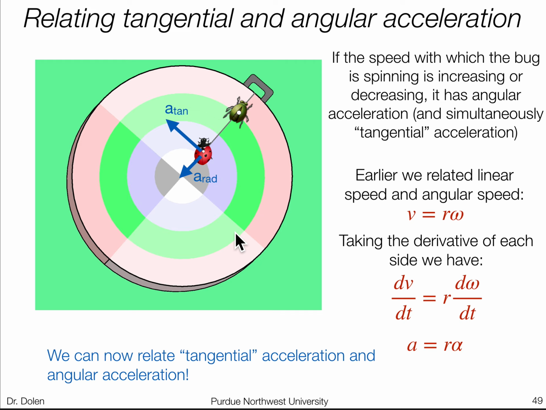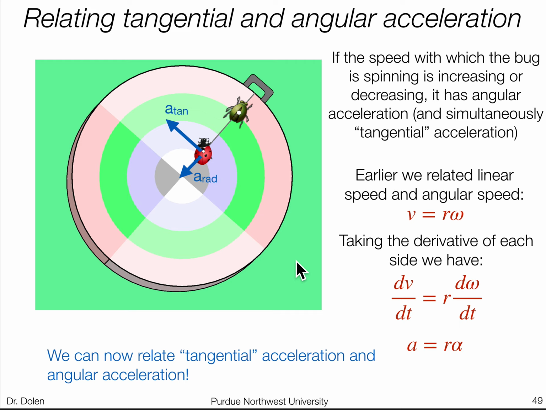Right, there's some friction between the turntable and the bug, which is applying a force which is keeping it on the turntable, keeping it moving in a circle. But if I now spin this turntable and I increase the rate at which it's spinning, if I give it some angular acceleration, this ladybug is also going to have linear acceleration in this direction. If in this moment it has velocity in this direction, and it's also speeding up in that moment, it's also going to have acceleration in that direction too. So we're going to give that acceleration the name tangential acceleration.